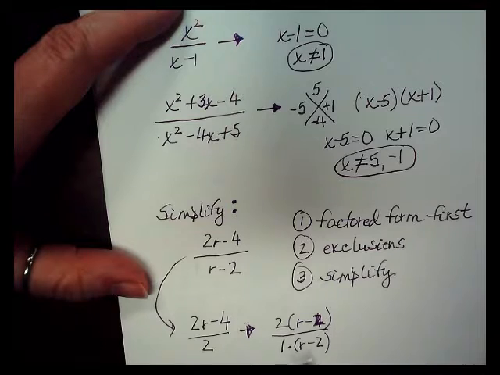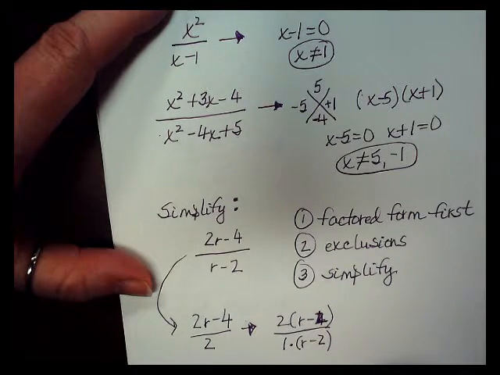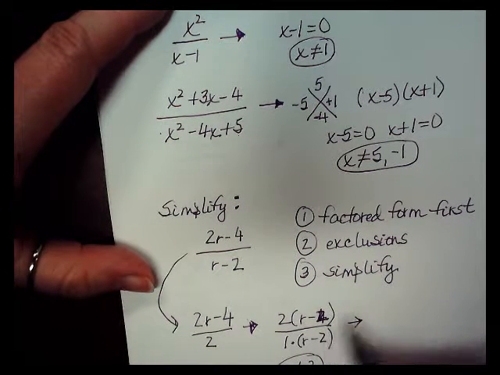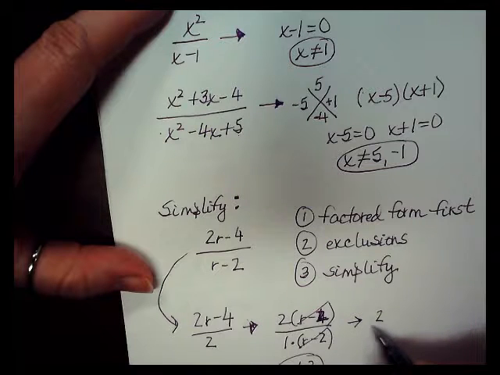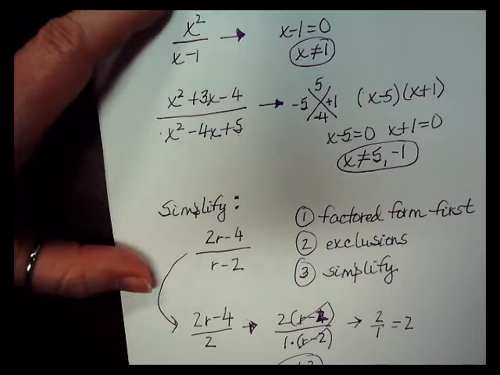So now, notice how I changed that to multiplication. Now, your exclusions: r cannot be 2, just look at the denominator, that's your exclusion. And now to simplify, anything on top can cancel with anything on the bottom. So there's an r minus 2. So all that's left is 2 over 1, which equals 2. And those are the steps that we're going to use in the next examples.